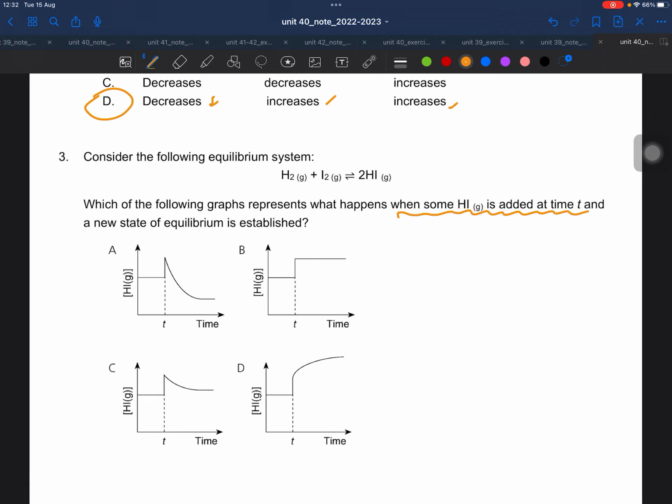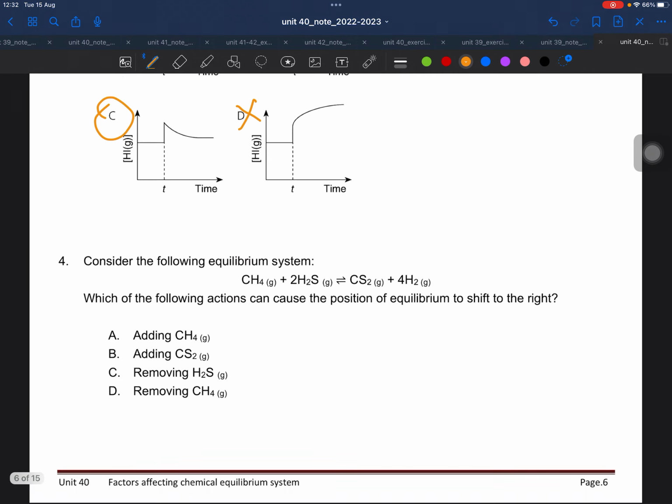When some HI is added. So B and D are surely not the answer, right? They will not keep unchanged or even go higher. So A and C. What will be the result is, yes, they will drop, but as I mentioned, they will not drop lower than before, right? So the answer is C.